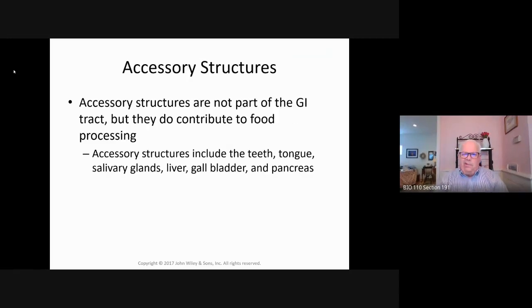Accessory structures, which are not part of this long tube, contribute to food processing. In the mouth, you have the tongue, teeth, and salivary glands. You also have the liver, the gallbladder, and the pancreas. They all help in the processing of food and water.